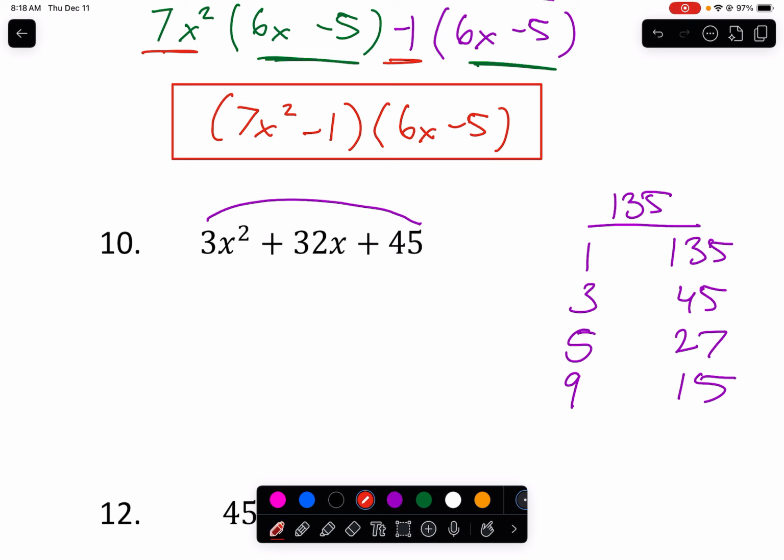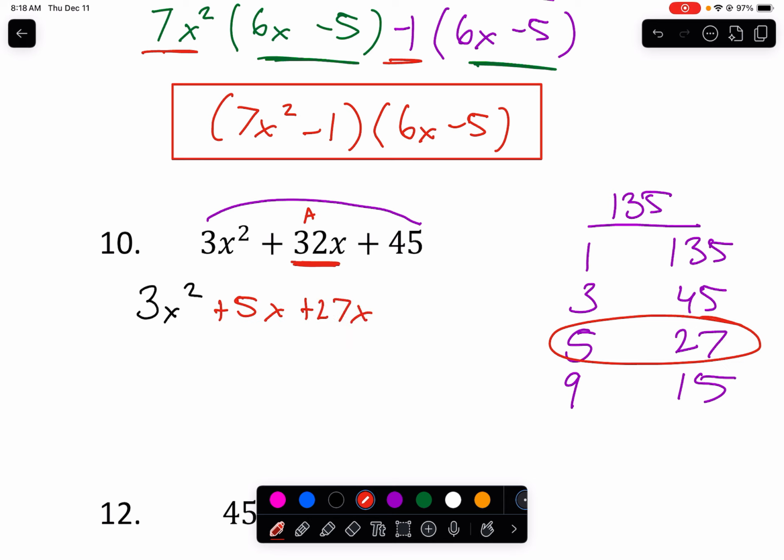Which two of these multiply to 135 and add to 32? That is going to be the 5 and 27. So I rewrite this quadratic. I rewrite this 32x using a 5 and a 27. So I'm going to say 3x squared, and then instead of a 32x, I'm going to put plus 5x plus 27x, and then I still got to include my plus 45 on the end here. Notice how these two, when you add them up, give me the 32x.